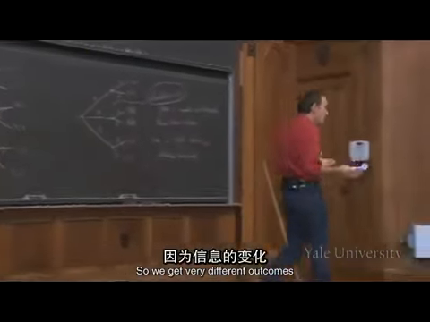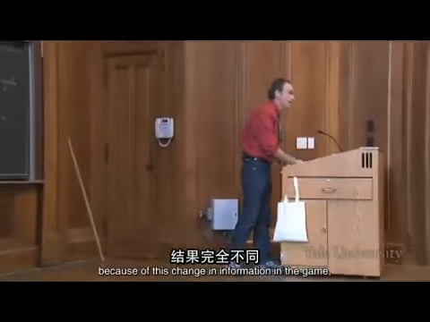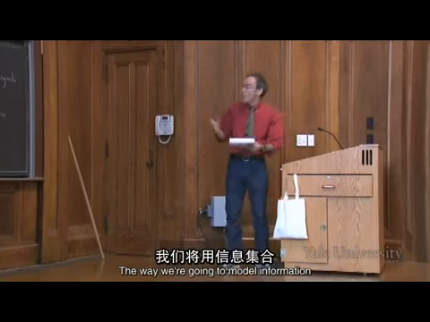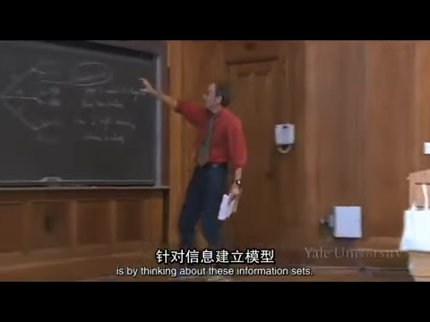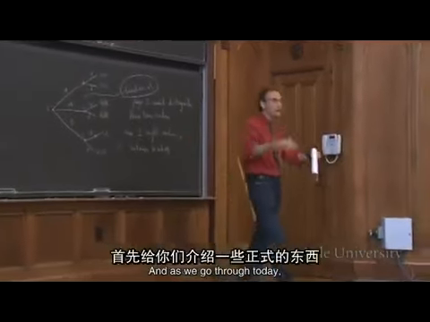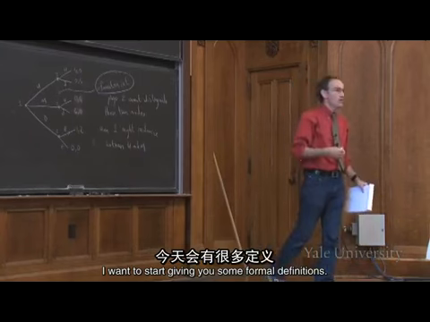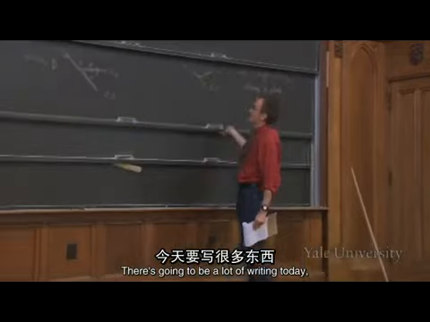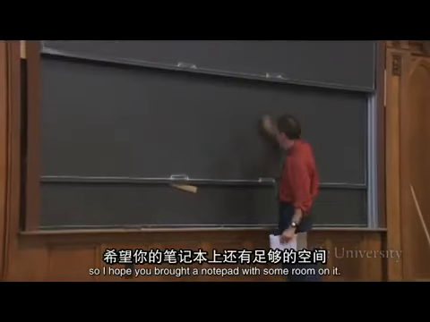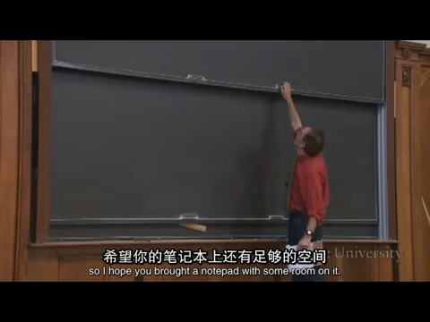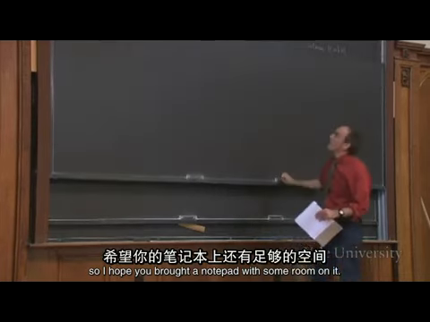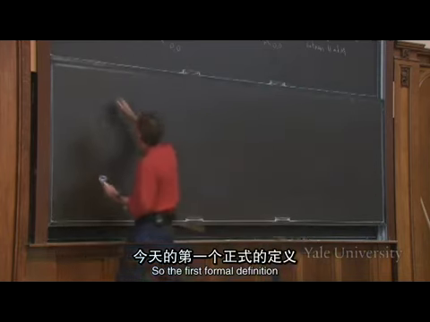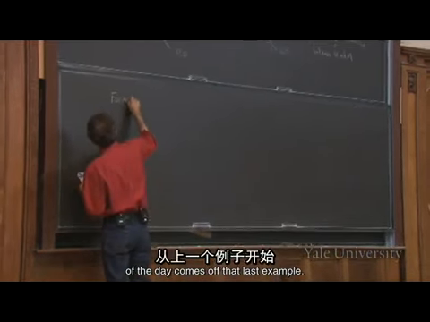So we get very different outcomes because of this change in information in the game. And the theme of today is that information is going to matter. The way we're going to model information is by thinking about these information sets, and as we go through today, I want to start giving you some formal definitions. Now let's look at the formal definition. There's a lot of writing today, so I hope you brought a notepad with some room on it. The first formal definition of the day comes off that last example.